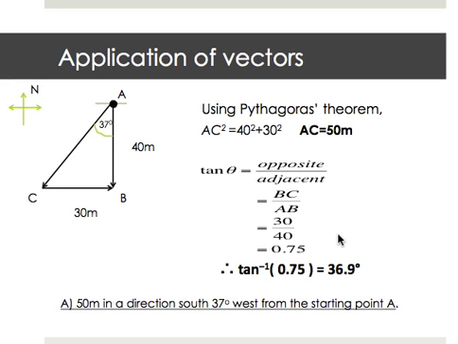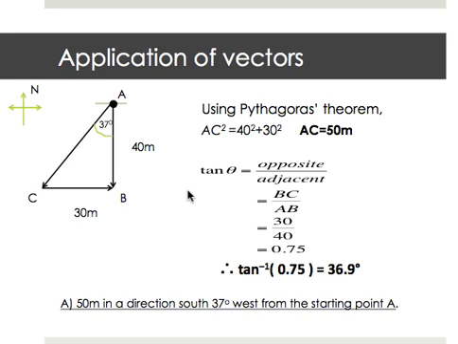Now let's try harder questions. Suppose you walk 40 meters due south and then 30 meters due west. We are going to determine how far and in what direction you are from your starting point. First, we draw a sketch according to the question to help us understand it more easily. Then we can apply the Pythagorean theorem, and we have AC squared equals 40 squared plus 30 squared. And so AC is equal to 50 meters.